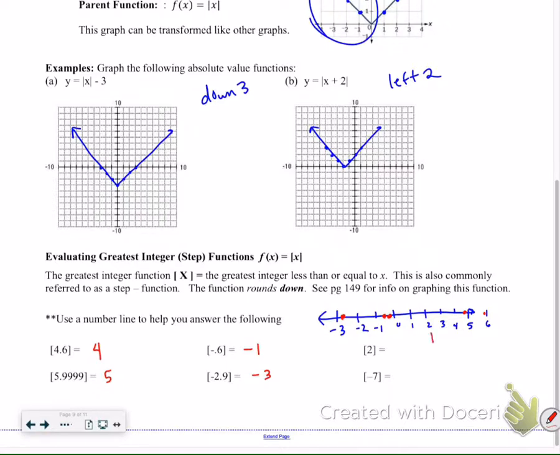Now 2, the greatest integer less than or equal to x is 2. 2 is an integer. I couldn't do that on the last ones because those were not integers. They had decimals with them. -7 would be -7.